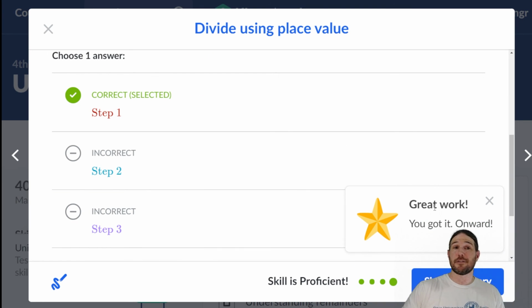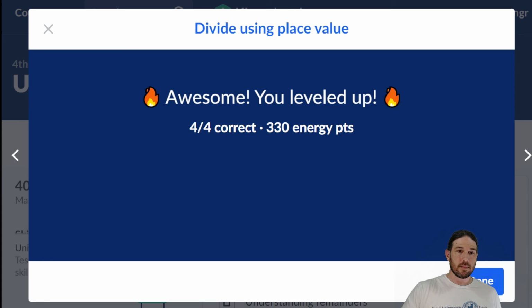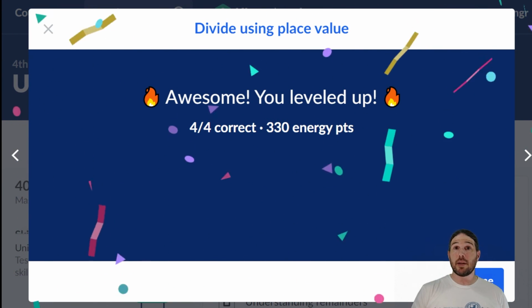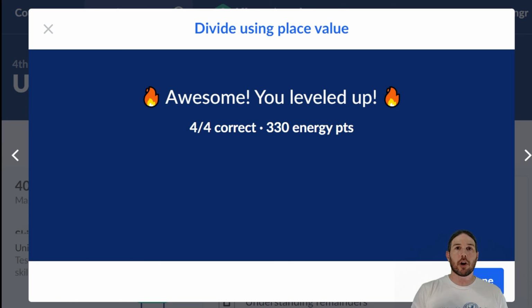And that is divide using place value. It's the same thing we did with multiplication, right? When multiplying large numbers, we split the numbers up into smaller, easier to multiply numbers, did all of the multiplication, and then recombined them using addition or subtraction. This is the same process, just using division instead.